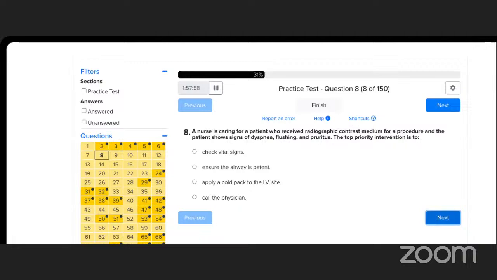A nurse is caring for a patient who received radiographic contrast medium for a procedure, and the patient shows signs of dyspnea, flushing, and pruritus. The top priority intervention is which one? Check vital signs, ensure the airway is patent, apply a cold pack to the IV site, or call the physician.